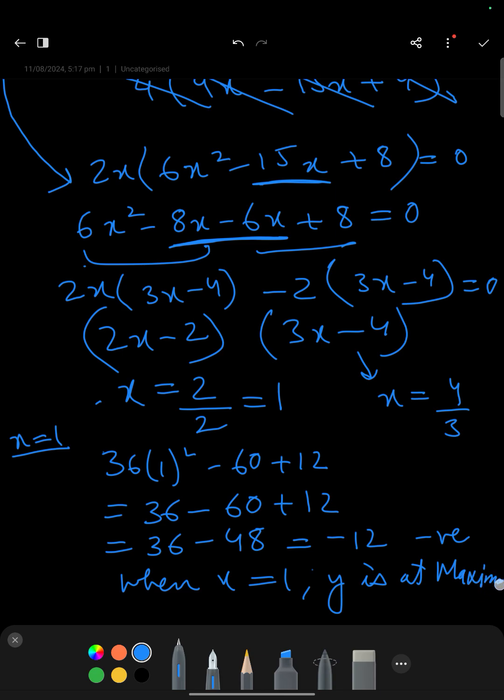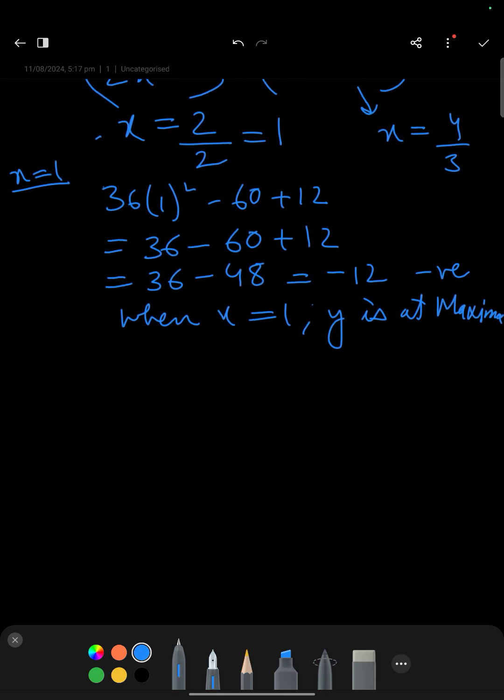We can see it in a graph also. We can draw the x and y axis, and put the value of x equal to 1 and y equal to minus 12, and we can show. And now the second value is x equal to 4 by 3. It will take time, so you do it yourself.